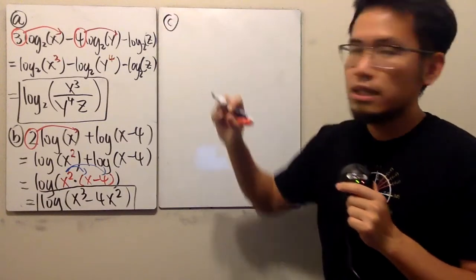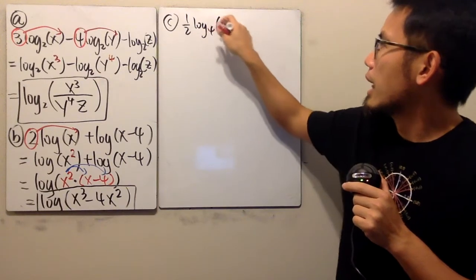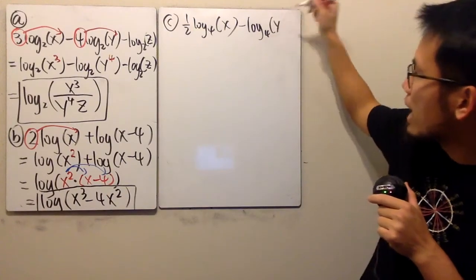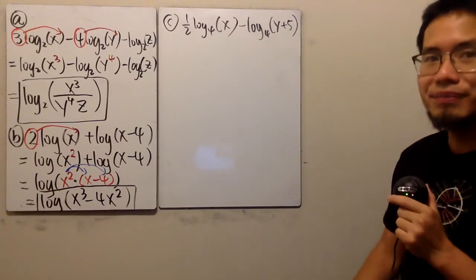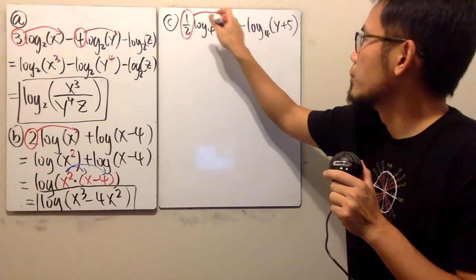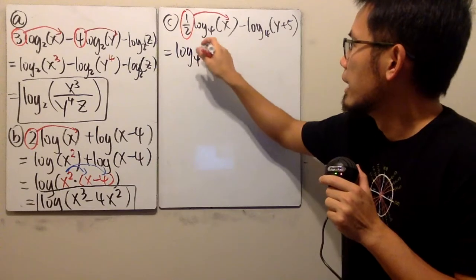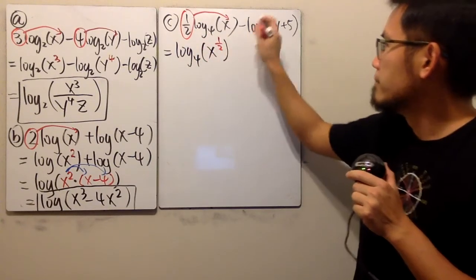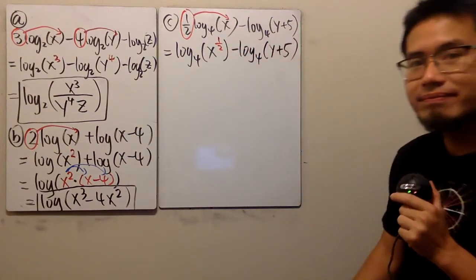Now, see, we have 1/2 log base 4 of x. And then we are going to minus log base 4 of y plus 5. All right, this is what we have. Now let's see what we can do. Well, we have the 1/2, so put that right here for the power. So that means here we have log base 4. And then this is x to the 1/2 power. So let me just put that down right here. And then minus log base 4 of y plus 5, like this.